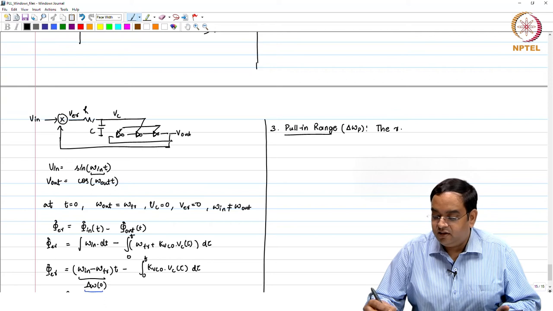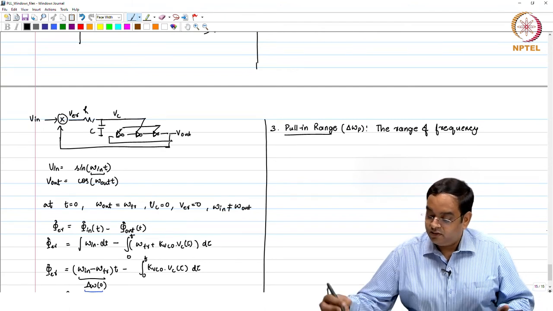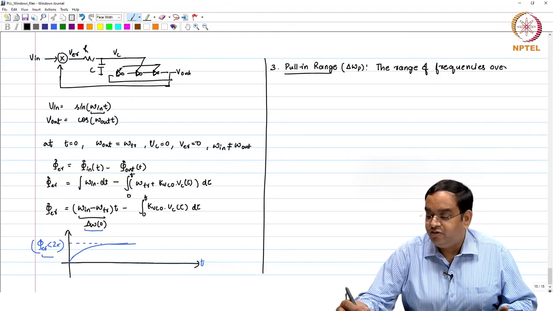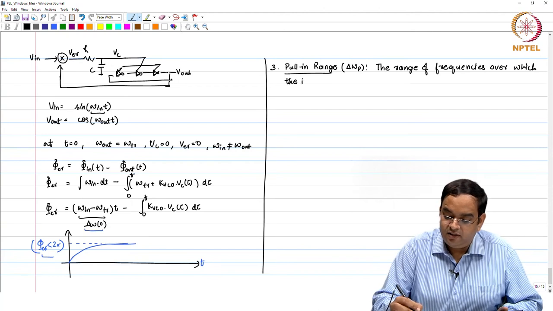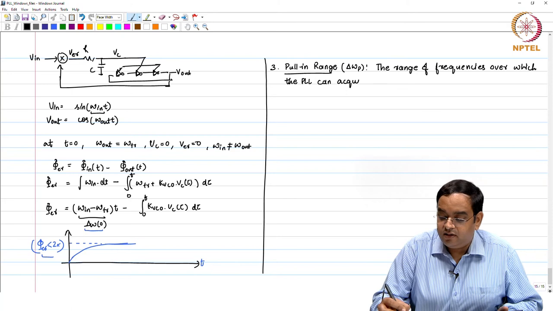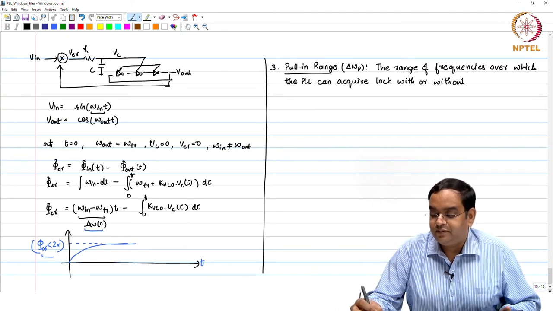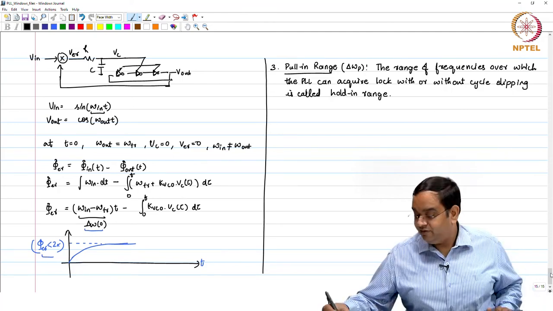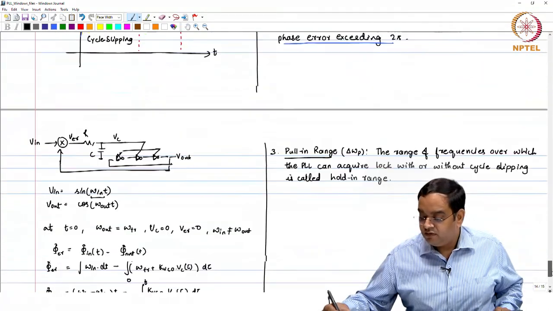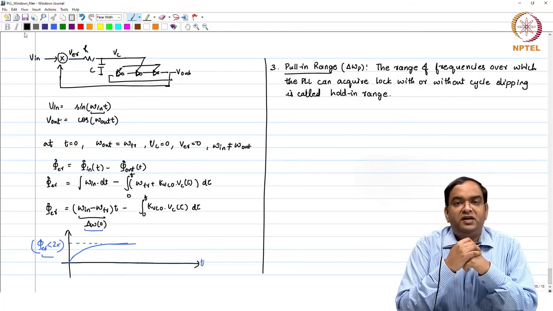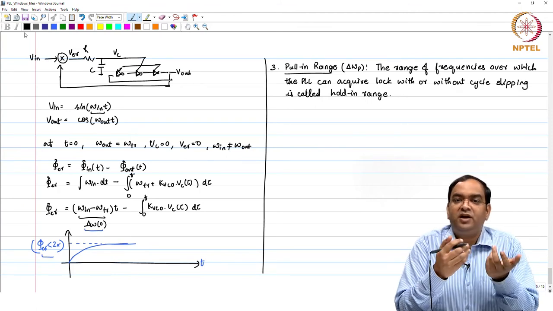So, pull-in range is the range of frequencies over which the PLL can acquire the lock, with or without cycle slipping, both. Now, when will this happen? That is something which we can understand only with the help of an example. We will surely look at it. Sometimes it may happen that the phase error exceeds 2 pi, and the PLL may still acquire the lock.